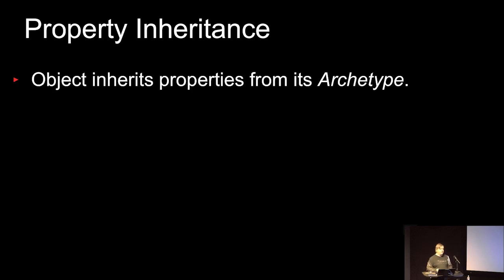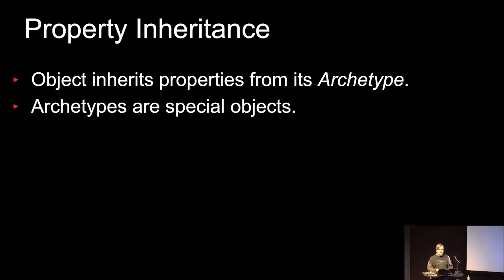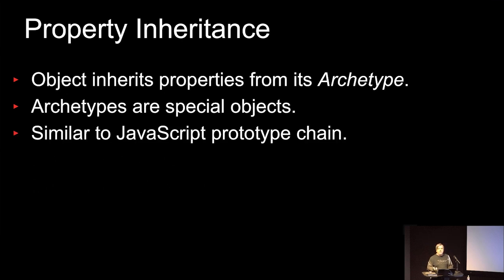We also supported inheritance. An object could inherit properties from its species, essentially, from what we called its archetype. Archetypes were implemented as special first-class objects. They had IDs that could have properties. You can think of this as similar to a JavaScript prototype chain: if we look for your hit points and you don't have hit points, we ask your archetype for hit points, and then your archetype's archetype, and we keep going until we find it, or we don't.